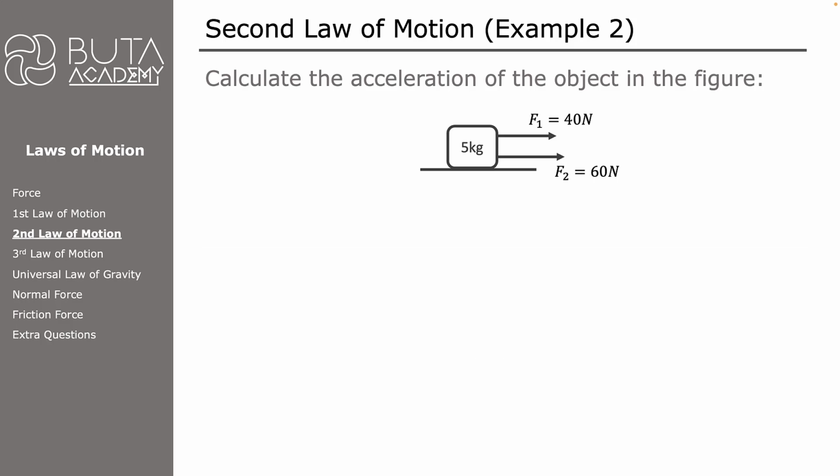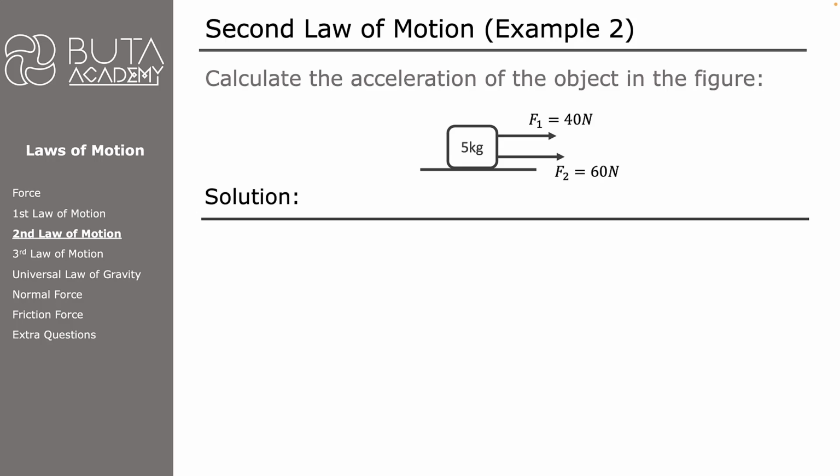The second example is just a slightly more difficult version of example 1. Now, instead of a single force, there are 2 forces applied on an object to the right. Again, we start by drawing the free body diagram. The forces applied on this object are F1 to the right, F2 to the right as well, force of gravity as usual downwards, and finally, normal force in the upward direction.